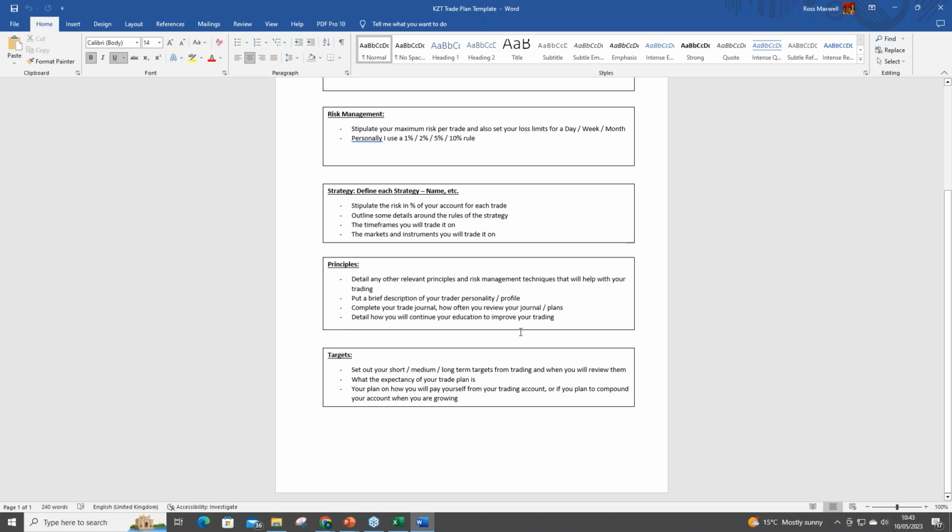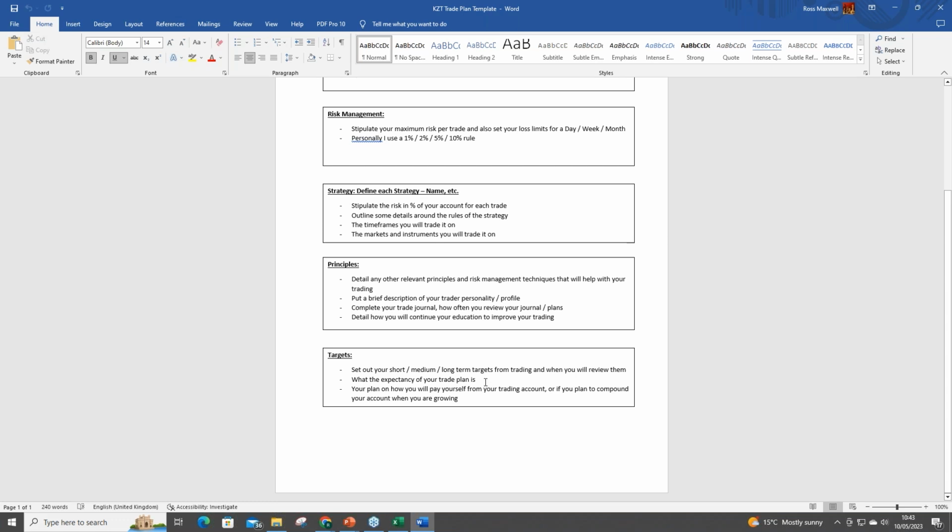Also, really important, detail when you're going to complete your trade journal and how often you're going to review it. And also detail how much time you're going to put into your education to improve your trading. Maybe put, I'm going to spend 1 hour a week in trading simulators to improve my pattern recognition skills. I'm going to complete my journal at the end of each day, and I'm going to analyze it once a month. Those sorts of things should be in your trading plan.